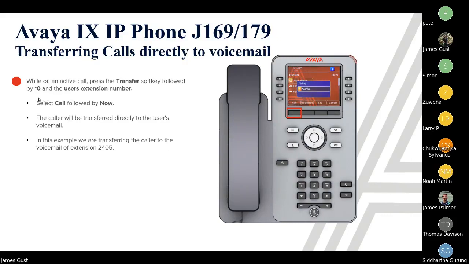The desk phone also supports transferring calls directly to voicemail. To do so, anytime you're doing a transfer, dial *0 before the extension number. So in this case, we're transferring over to extension 2405. So we've dialed *0 2405. This will send the call directly to that extension's voicemail, so it'll bypass any of their call handling and forwarding options, and the call will go directly to voicemail.